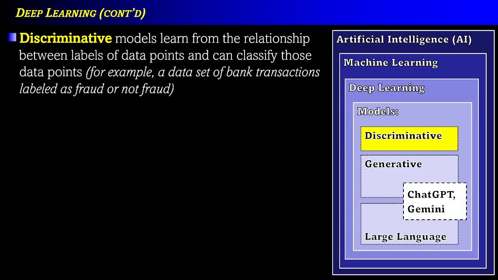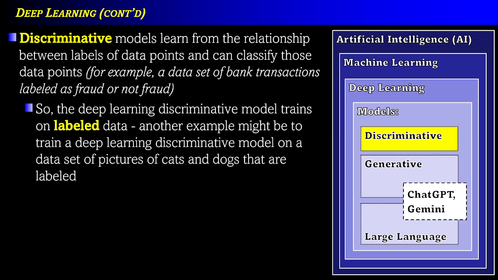Discriminative models learn from the relationship between the labels of data points and can classify those. For example, a large set of bank transactions could be labeled as fraud or not fraud, and the discriminative model will learn how to identify those transactions so that it can discriminate and predict, is this a fraudulent transaction or not a fraudulent transaction? So the deep learning discriminative model trains on that labeled data.